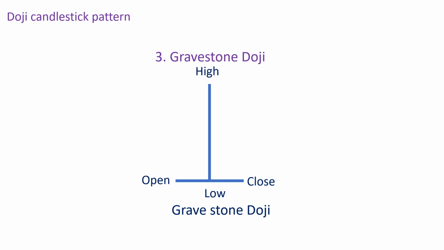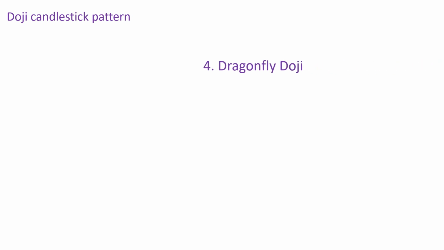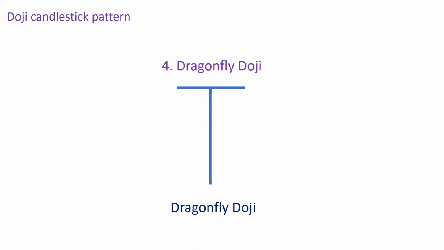So if you see this candle at the top of an uptrend, it suggests the uptrend is coming to an end, or a downtrend reversal. The fourth one is the dragonfly doji. In this dragonfly doji, open, close, and high are at the same place.